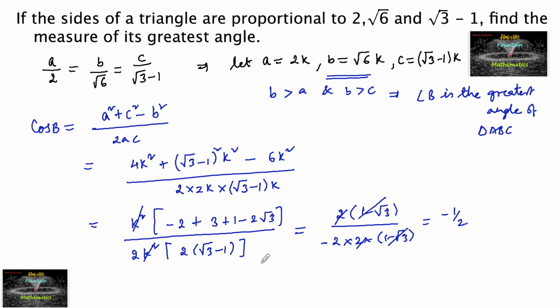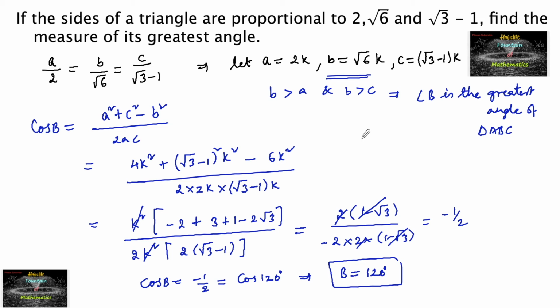So therefore we have cos B is equal to minus 1 by 2, so it is negative. Cos B being negative means it should be in the second quadrant. So let us consider this is cos of 90 plus 30, that is sin 30, which is 1 by 2, so we can write 120 degrees. So we can conclude angle B is equal to 120 degrees. That's the greatest angle. Okay, thank you.